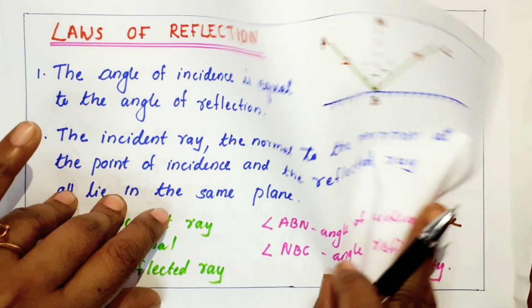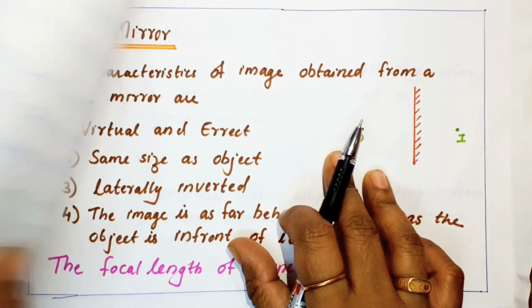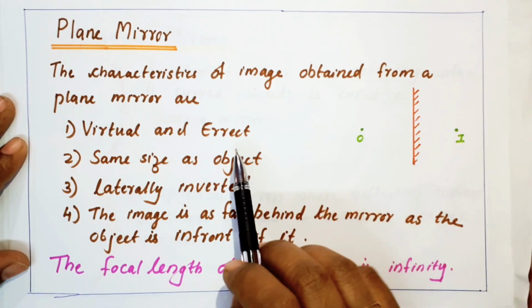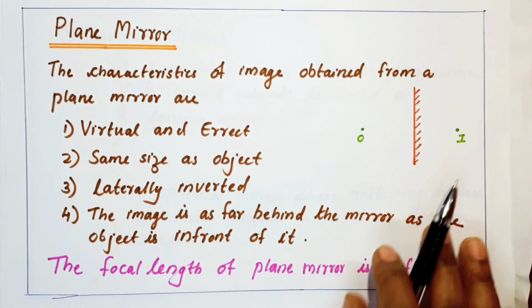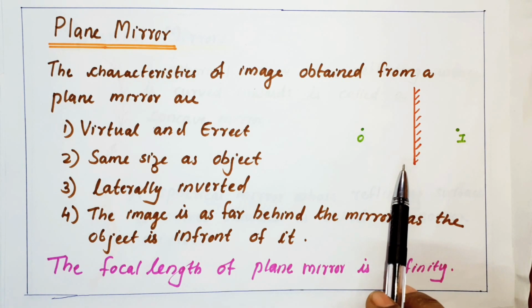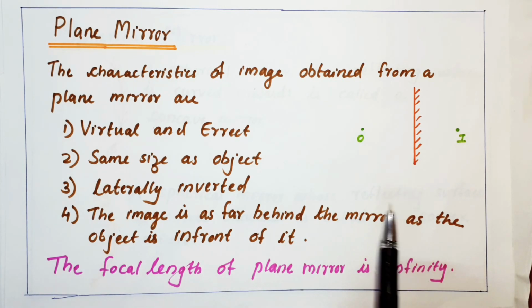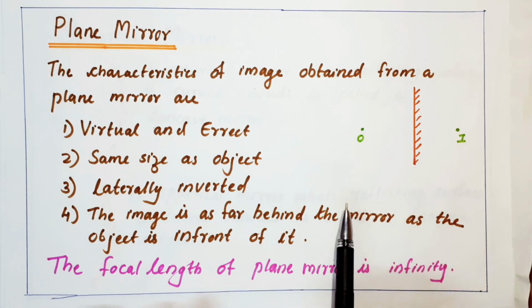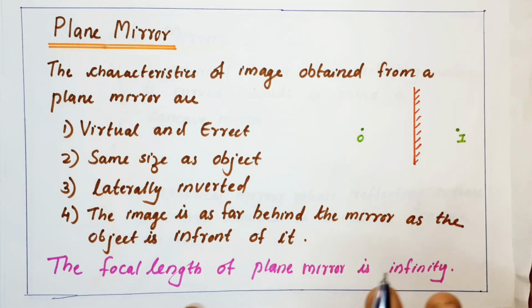Next, I want to discuss something about our plane mirror. A plane mirror is the mirror we use to see our face, so it is also called a looking mirror. So this is a plane mirror. If you see your face in a plane mirror, we can see the same natured image on the mirror.